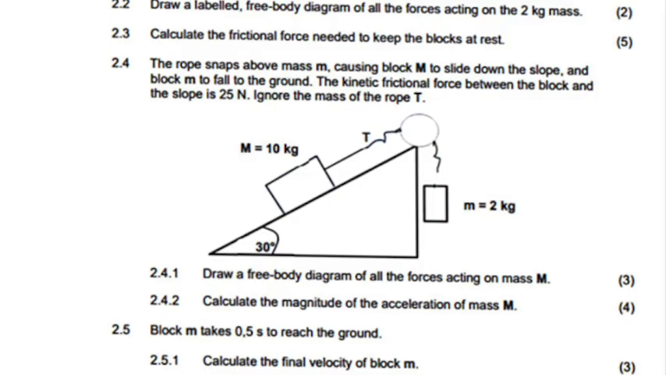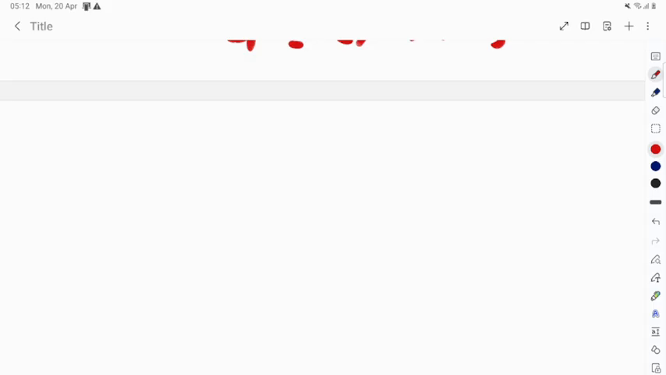Now they're asking me to calculate the final velocity of block M. 2.5.1, final velocity of block M. So that means when block M falls down, this one can be done two ways. From projectile I will have the equations of motion. Grade 12, if I'm in grade 12, I can use the equations of motion. Or I can also use the impulse formula.